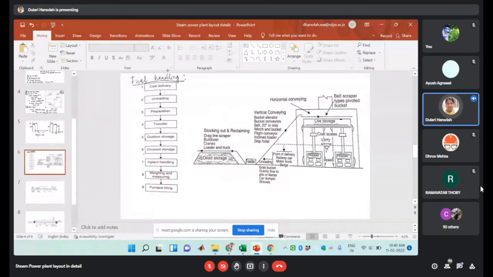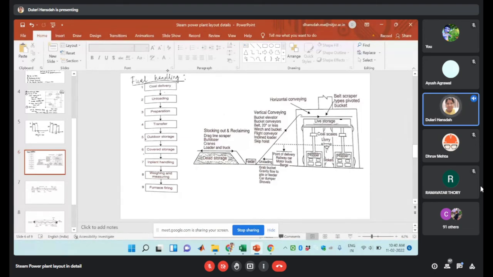Then there will be the unloading process. Then there will be the preparation process. Then it will be transferred to the storage system. That will be the outdoor storage system. There will be the covered storage, and there will be the in-plant handling system.